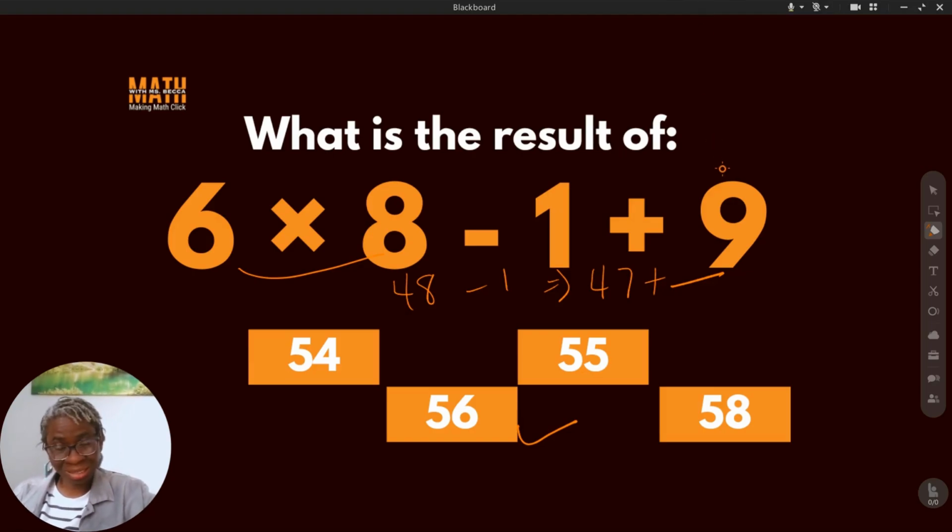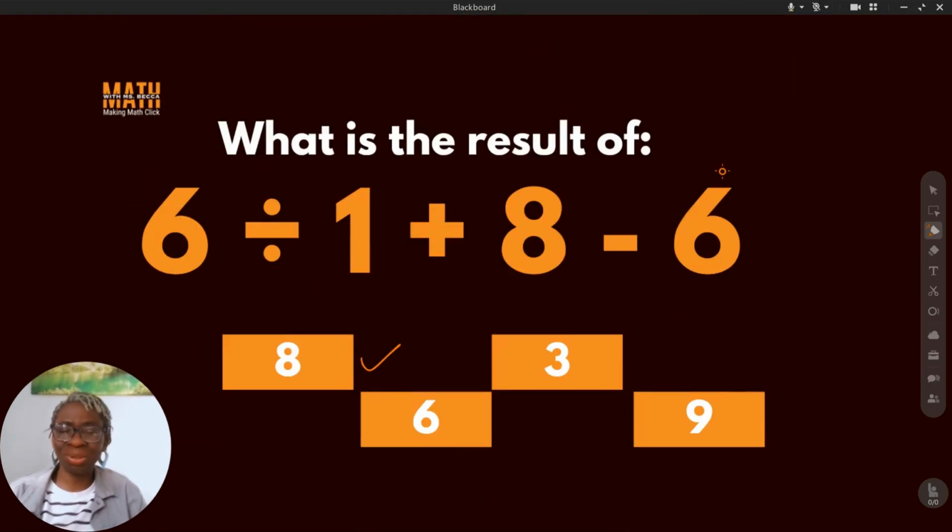Did you get that? Now let's move to the next one. 6 divided by 1 is 6. 6 plus 8 is 14. 14 minus 6 is 8. And that is how we got the second answer.